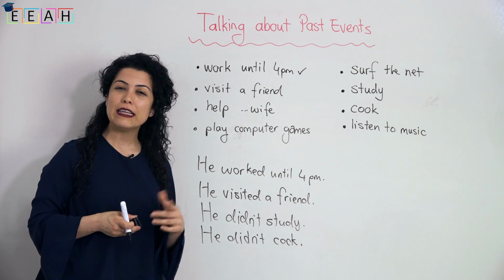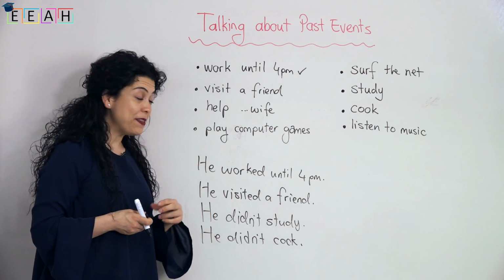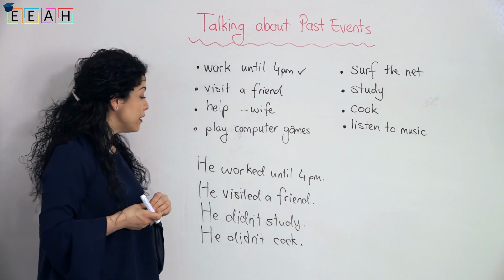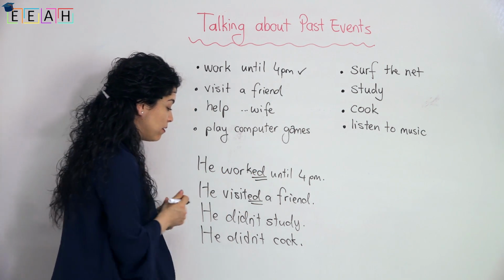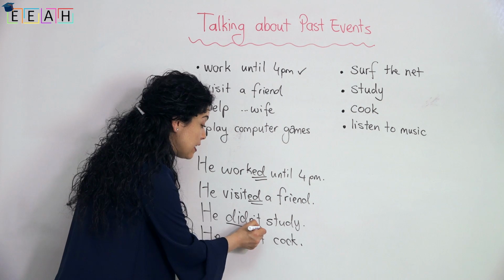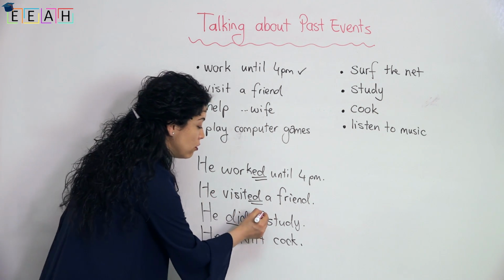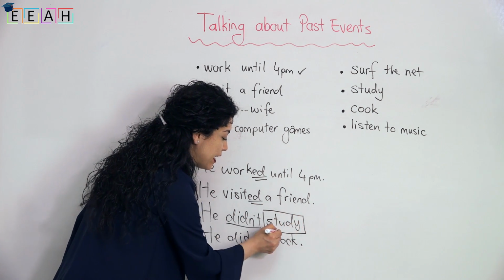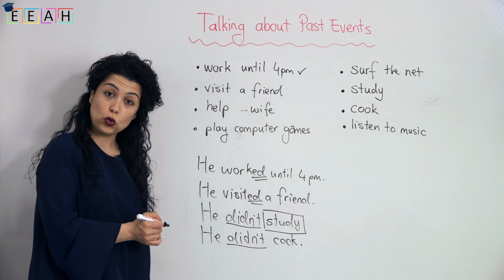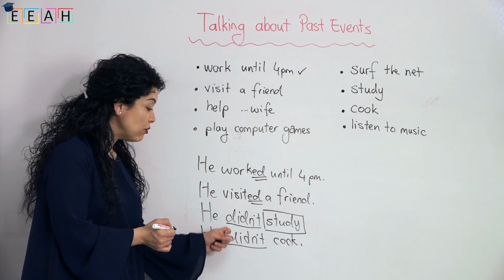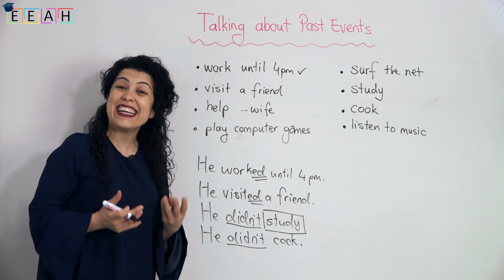Now, let's have a look at 4 of the answers he has given. Now, number 1, he worked. He visited. He didn't study. Look, there's something different here. He didn't study and he didn't cook. Right, so these two sentences are negative.